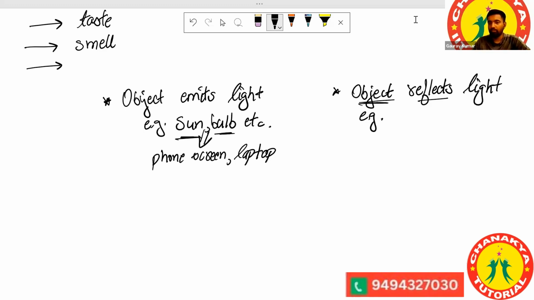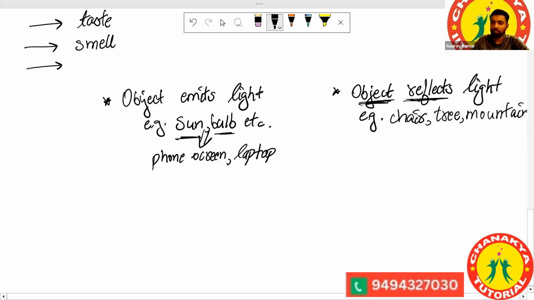Similarly, we are able to see the objects in our surroundings. It is not necessary that they are emitting light, but we are able to see them because they reflect light. For example, a chair, tree, mountain, and persons. We are able to see all these because all of these reflect light.